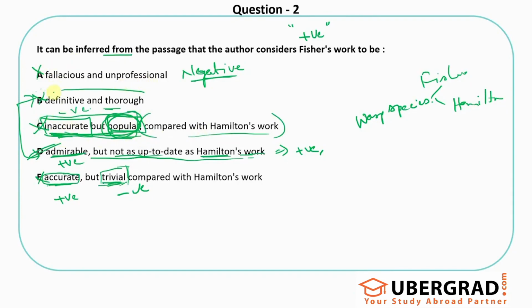Fallacious and unprofessional, no. Definitive and thorough also makes it too positive, which is again a problem. It has to be a little bit positive and a little bit negative, but this one is too negative for me. So maybe I would not deny it. Maybe E is a bit okay to select. But if I did not have D, maybe I would select E. Trivial is still too derogatory a term for me to say it's so trivial when he has already praised Fisher's work so much in the first half of the passage. Right? The option D is the answer.